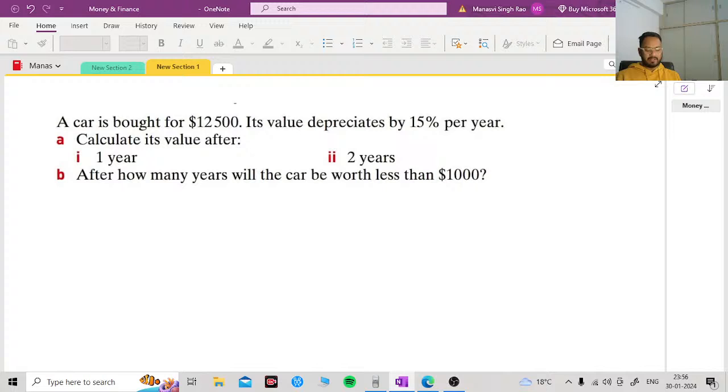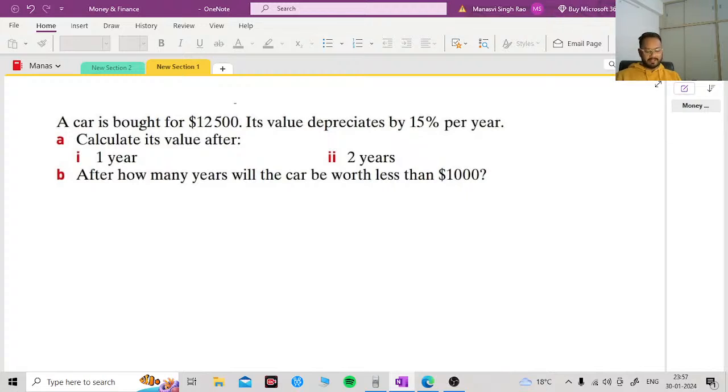What answer are you getting? Please tell me. First answer, what is the answer of part A? Who is answering the first part? No one has answered. Yes, open challenge. Yes, very good. 10625. Correct answer. Very good. Both are correct. Both of you are correct.